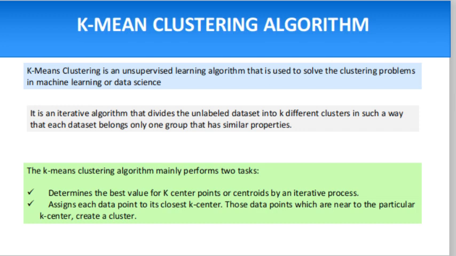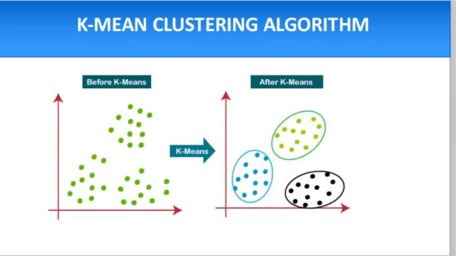The k-means clustering algorithm mainly performs two tasks. Determine the best value for k center points or centroids by an iterative process. Assign each data point to its closest k center. Those data points which are near to a particular k center create a cluster. Hence, each cluster has data points with some commonalities, and it is away from other clusters. If you just see this diagram, this is an example of clustering before k-means and after k-means.